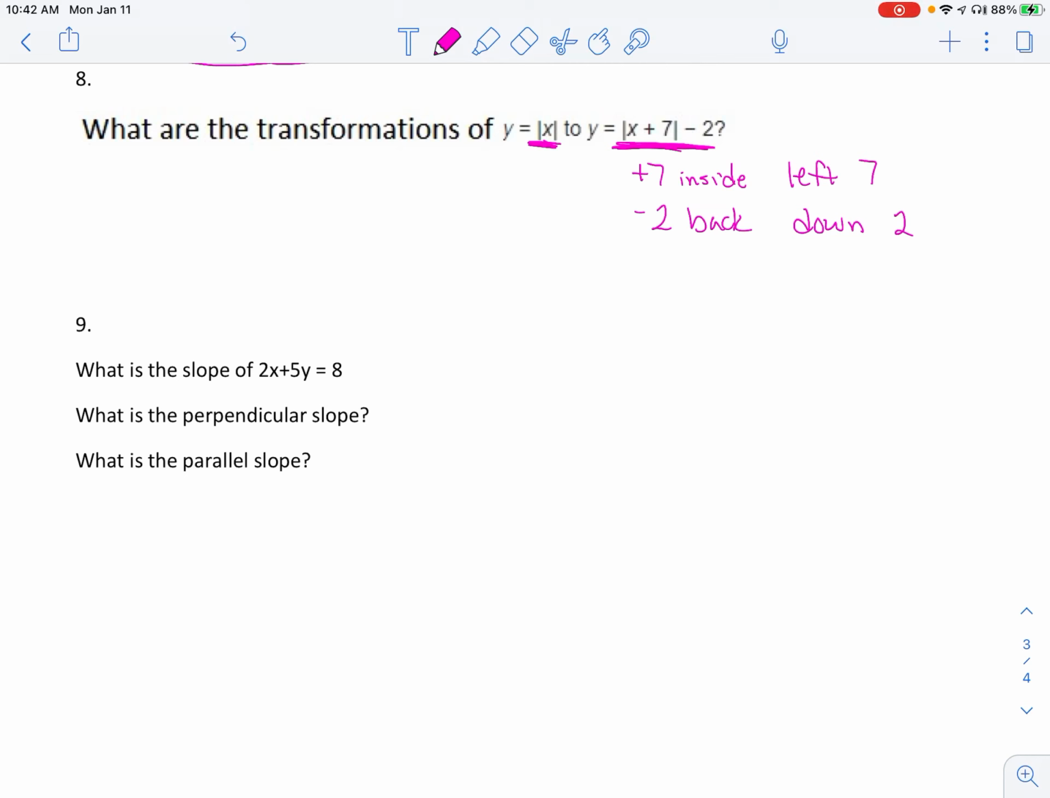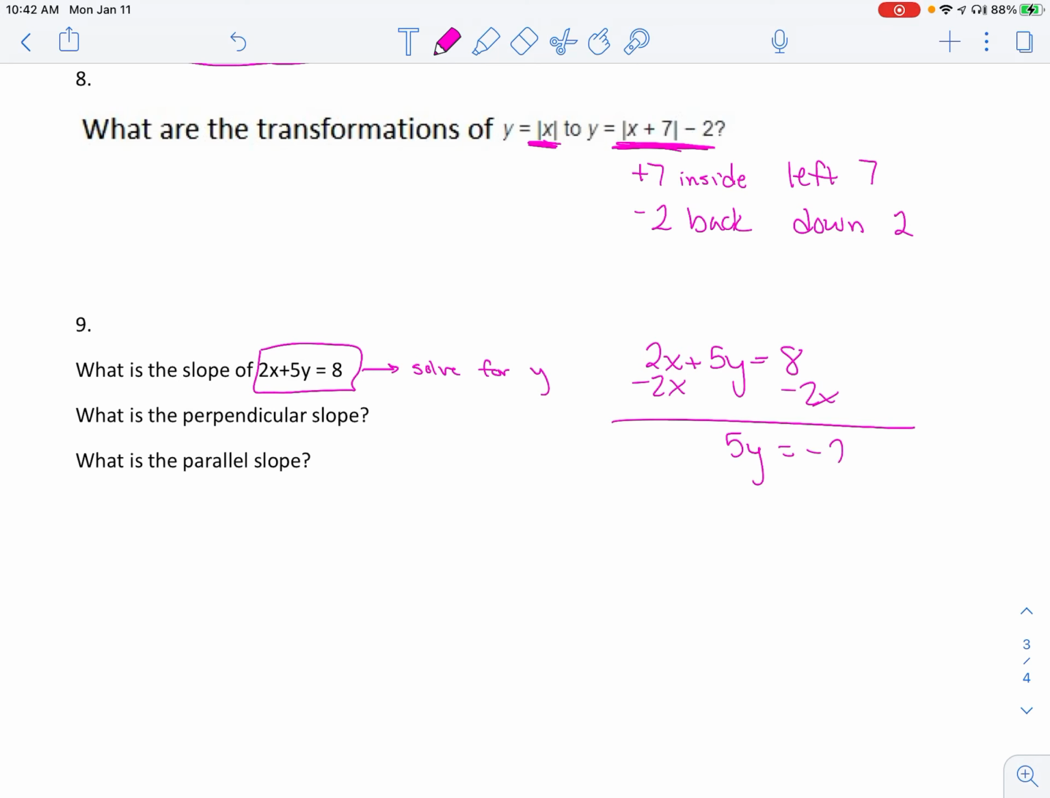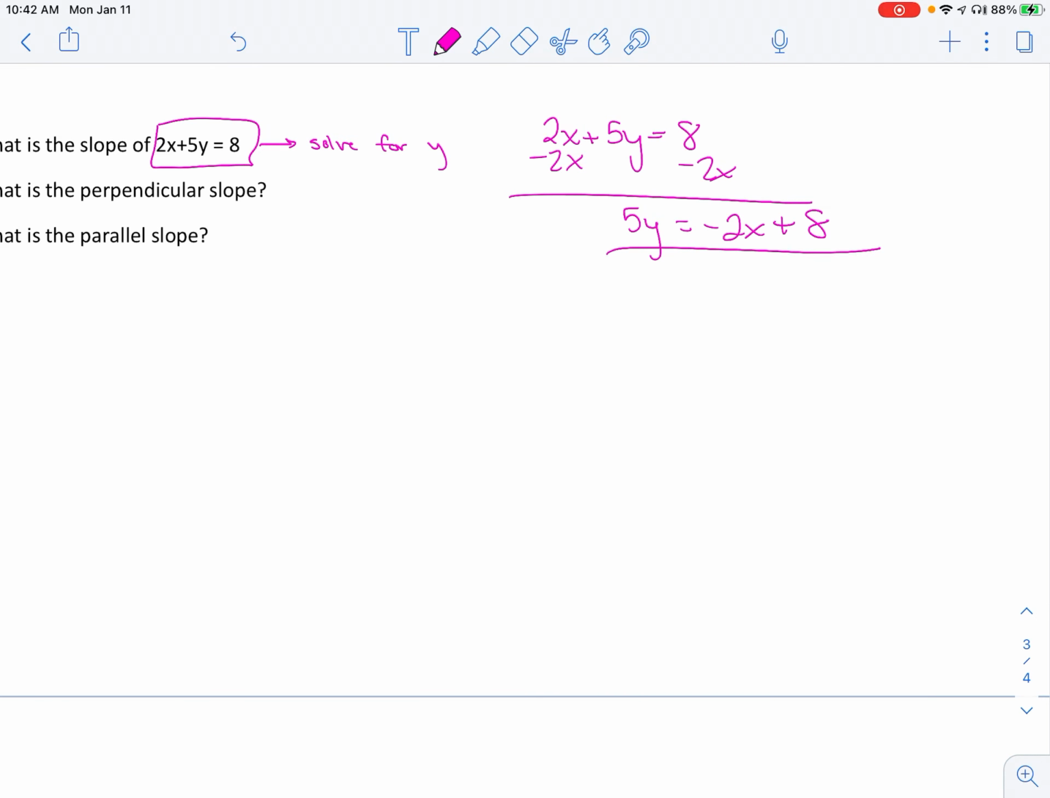Number 9, what is the slope of this linear equation? So we're going to solve for y. That's how I would do it. So that would be, I'm just going to rewrite it. So it's 2x plus 5y equal 8 minus 2x. 5y equal -2x plus 8. Don't make that 6x because the 8 doesn't have an x. Divide everything by 5.